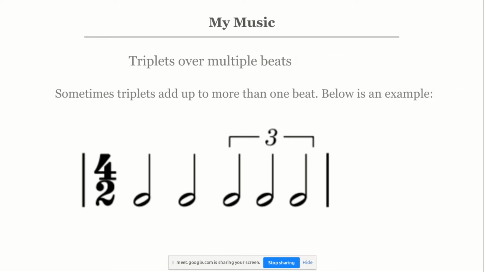What about the bottom number? The top number is the number of bits. Does the bottom number tell me about the value? Yes, the value. So 2 will be half note, 4 will be quarter note, and 8 will be 8th notes. Is that clear? So this time signature tells you that there are 4 half notes.